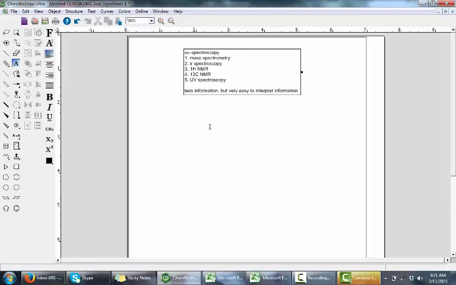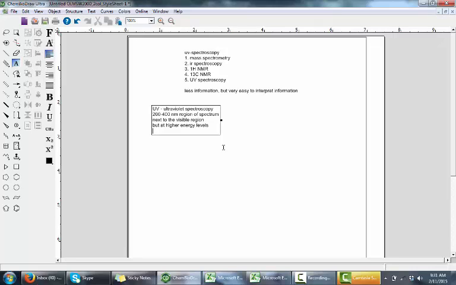So let's do some background first of all. When we talk about UV, that stands for ultraviolet spectroscopy. And the region that we're talking about is the 200 to 400 nanometer region of the spectrum. So it's right next to the visible region, but at higher energy levels. Okay, so we can't see that region. The visible region is about 400 to 800 nanometers. So the UV region is next to, but at slightly higher energy levels.